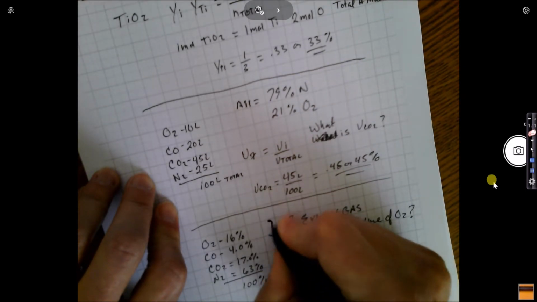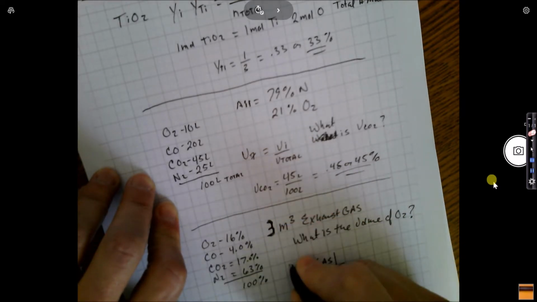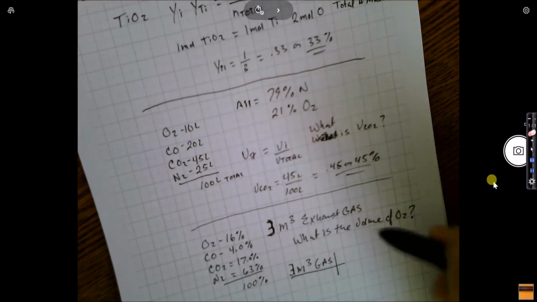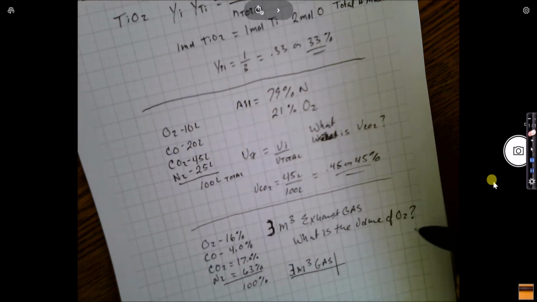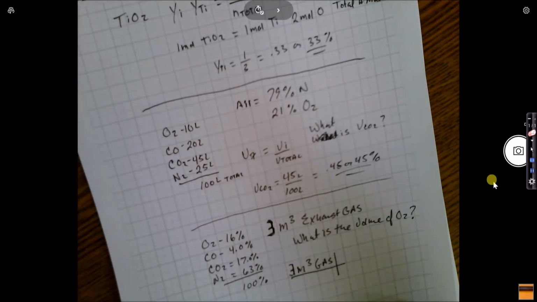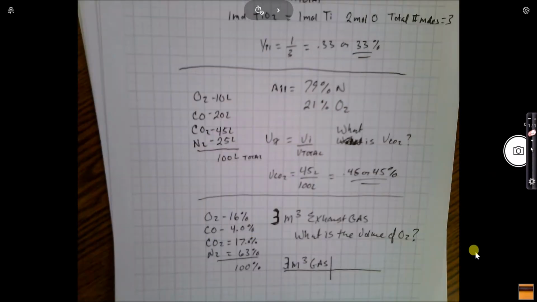We can say we have 3 cubic meters of exhaust gas. Forgive me for kind of changing gears on you. So 3 cubic meters of exhaust gas. What is the volume of O2 if our composition is this? So we start off with 3 cubic meters of exhaust gas.